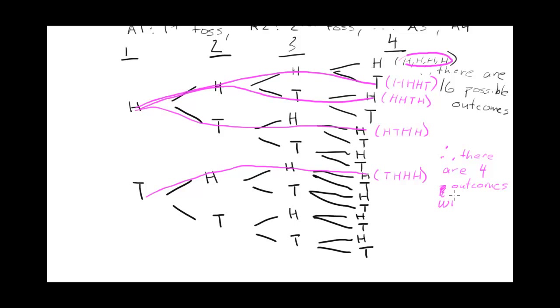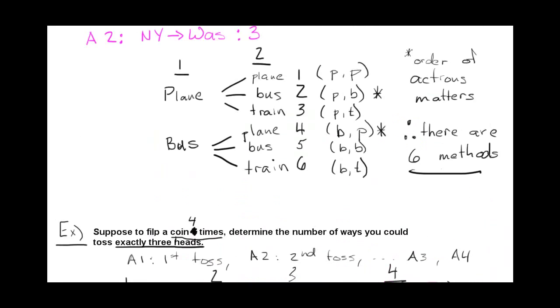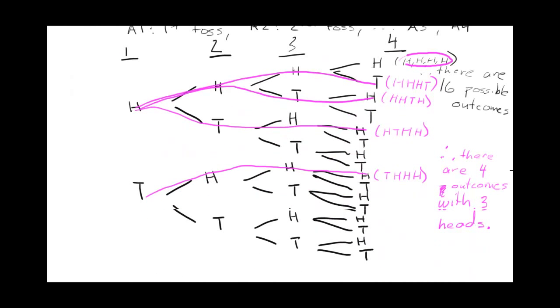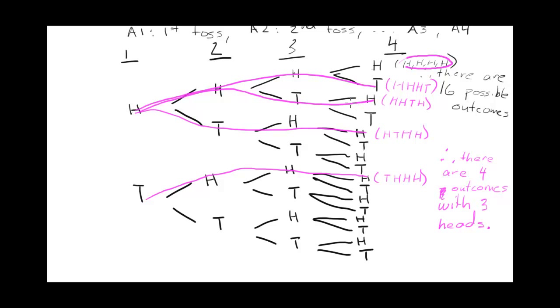with 3 heads. So notice we're using the tree diagram for a slightly different purpose than in the first example. In the first example, we created the tree diagram to figure out how many branches were in the tree. And in the second diagram, we created the tree diagram and then we counted specific branches in the tree. So both different uses for a tree diagram. And we'll do one more example.